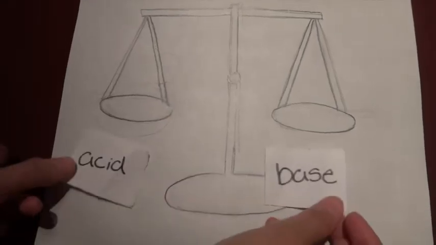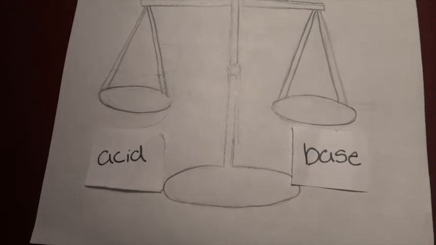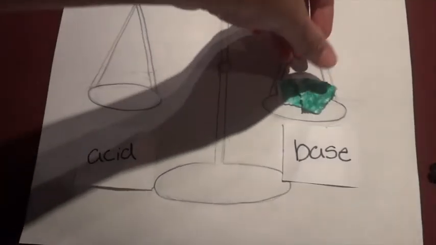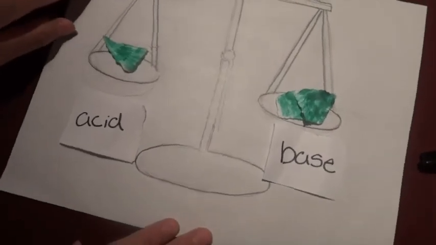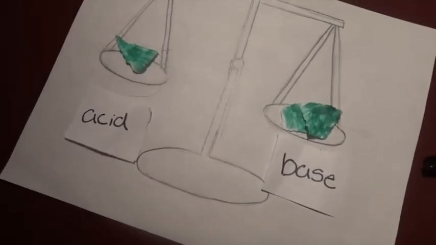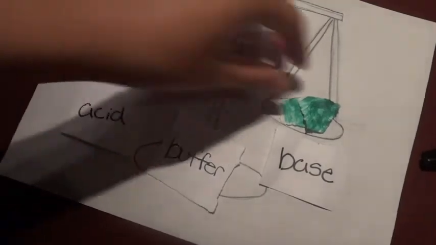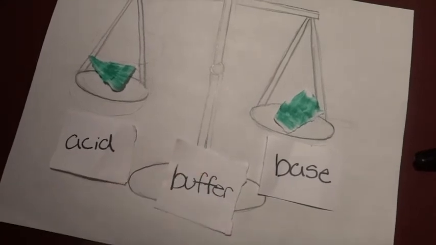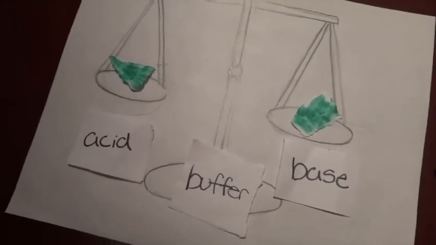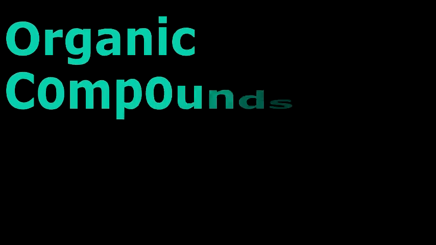Next are buffers. Most cells in the human body must generally be kept between 6.5 and 7.5, because if it were too acidic or too basic, it would affect our cells. So buffers are weak acids or bases that react with strong acids and bases to prevent sharp changes in pH. For example, hemoglobin.